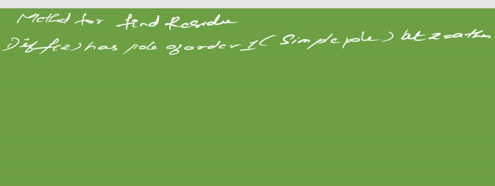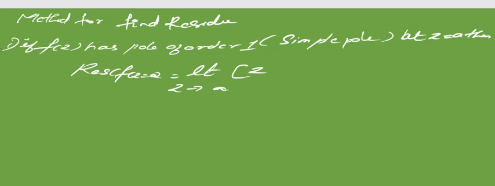So the first method in finding the residue is, suppose you have the function f of z and you have identified the pole, and the pole is of order 1, then you can find the residue of that function at z is equal to a by just taking the limit z tends to a of z minus a into f of z. That's it. Remember, this is applicable only when it is a simple pole of order 1.